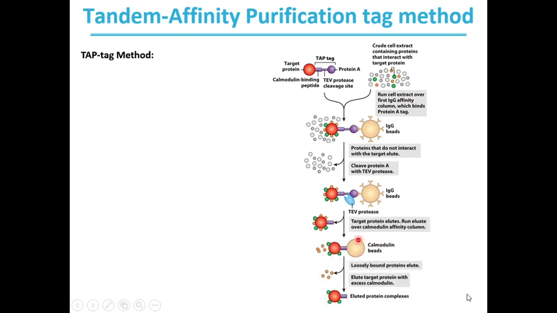Once it is released, it is then passed over a calmodulin affinity column. The calmodulin beads bound to the column selectively bind the calmodulin binding peptide that is attached to the protein of interest, or the target protein. In this case, loosely bound proteins elute. The proteins that are tightly bound to the target protein stay with it, and once the elution is complete, the final protein complex will have the target protein along with proteins that bind to the target protein.